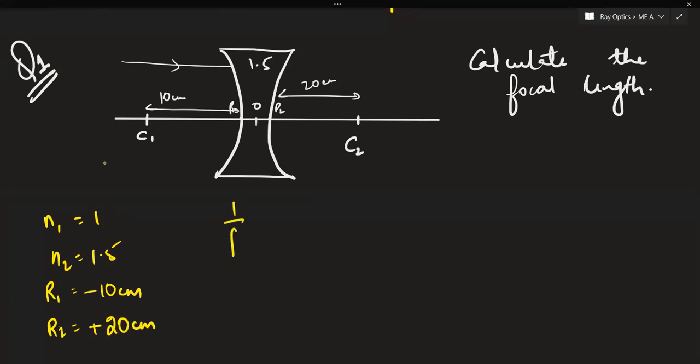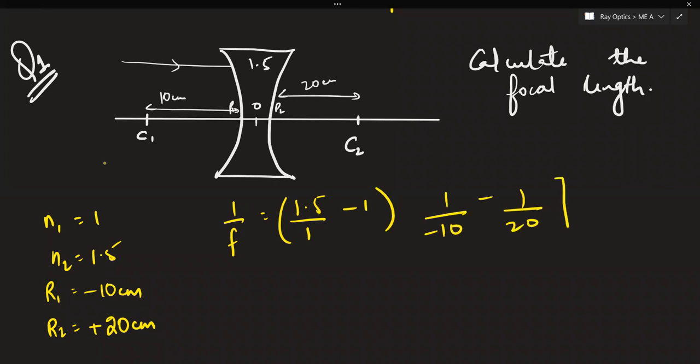Now we just have to put it in the formula. 1.5 by 1 minus 1 will simply be 0.5 only, times 1 by R1, which is minus 10, minus 1 by 20. This is what we'll get. Just solve it and see whatever answer you're getting. One more question, let us see based on this.